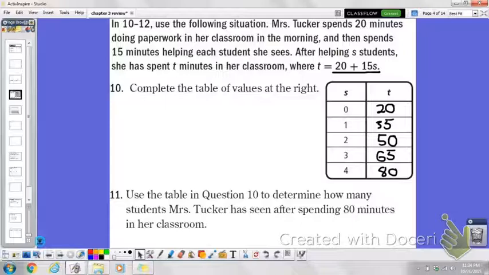So we need to go and find out where 80 minutes is. Well, if we look at the T column, which stands for time, we need to find 80, which is right here. Well, how many students goes with 80 minutes? Well, S is equal to 4, so we know that it is 4 students.